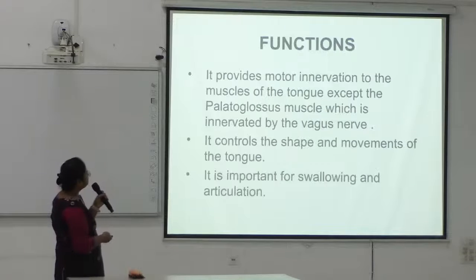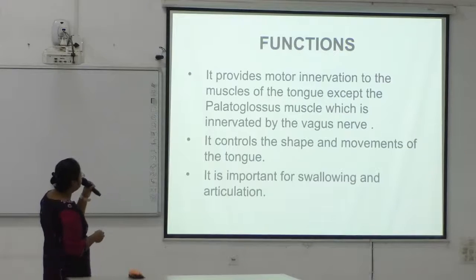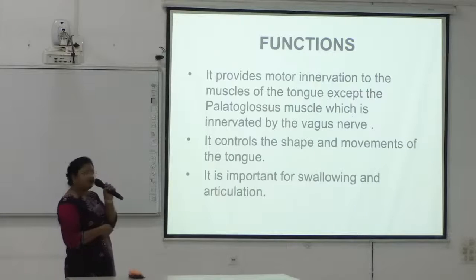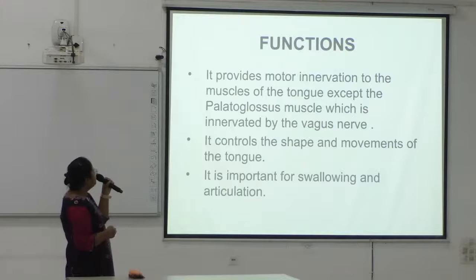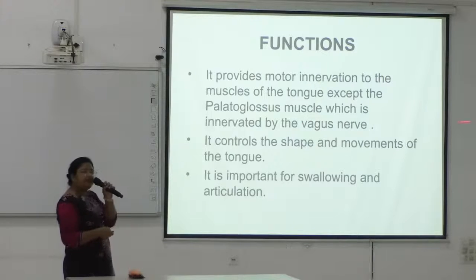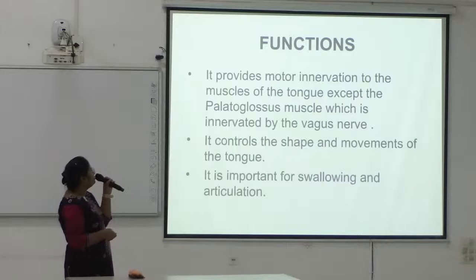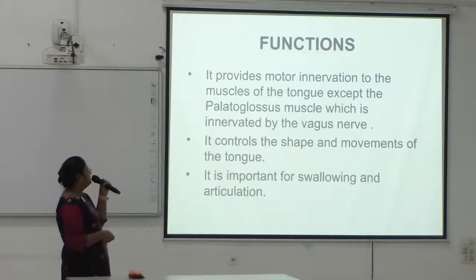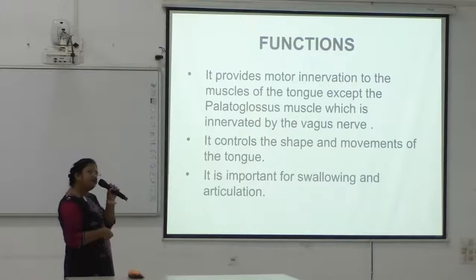Okay. So, what are the functions of this nerve? It provides motor supply to the muscles of the tongue, except the palatoglossus muscle, which controls the movement of the tongue. It is important for swallowing and articulation.